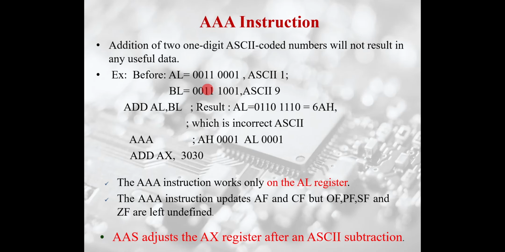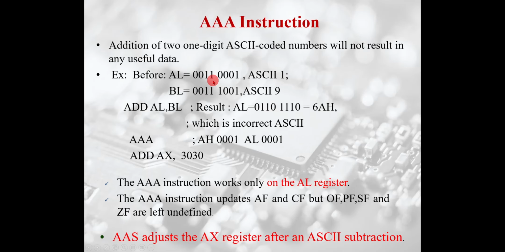So what I want here is this. After the addition, I can write ASCII adjust after add, and that will remove it. What that does is give the answer in BCD format. Although this is known as ASCII adjustment, it gives the result in BCD format.